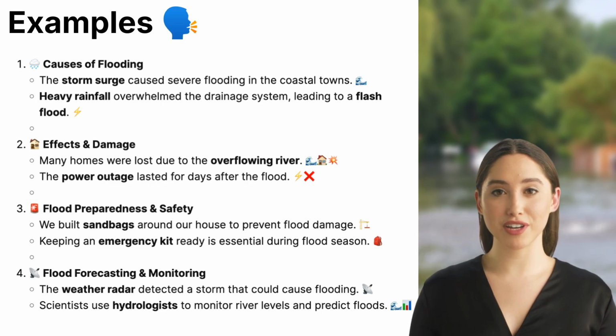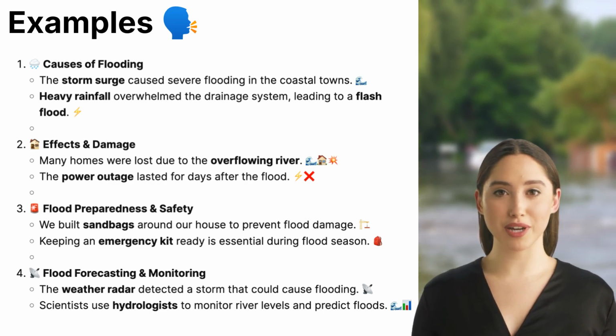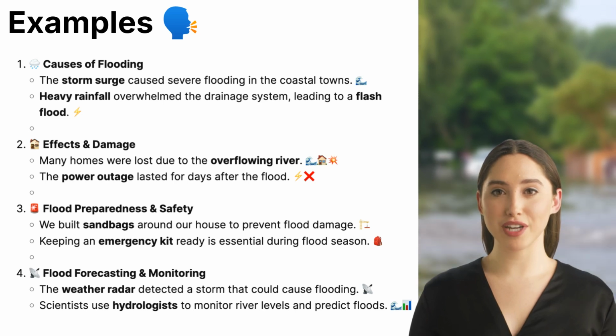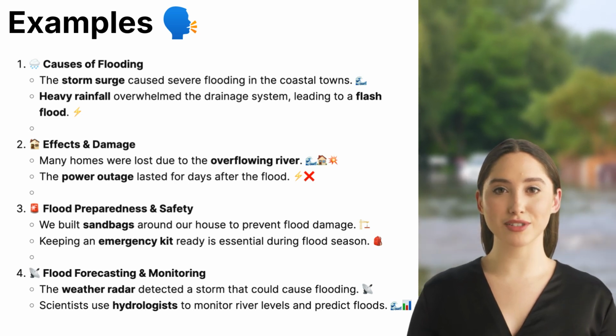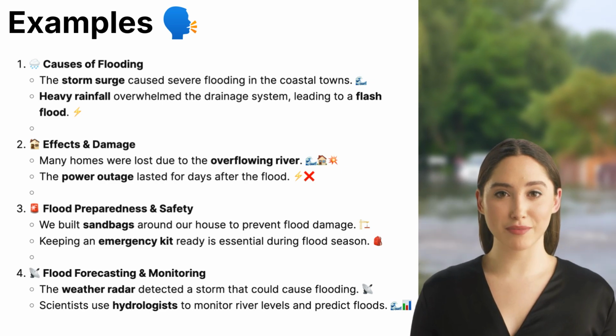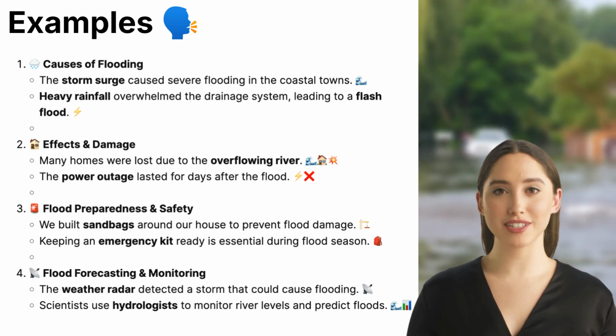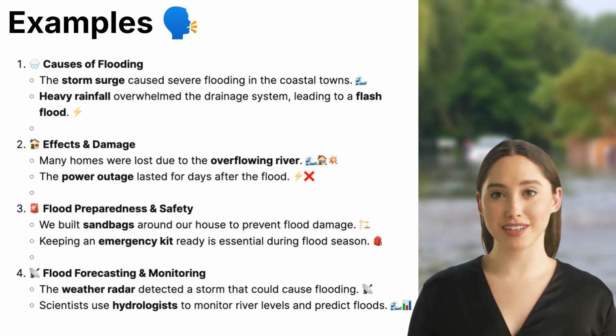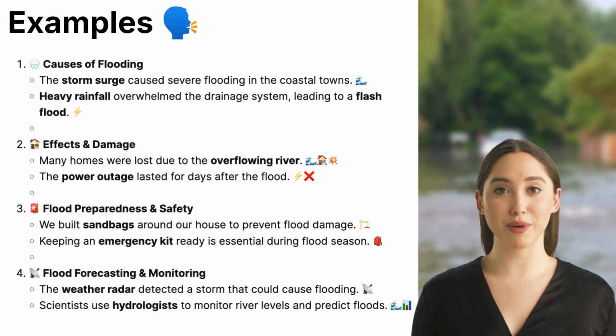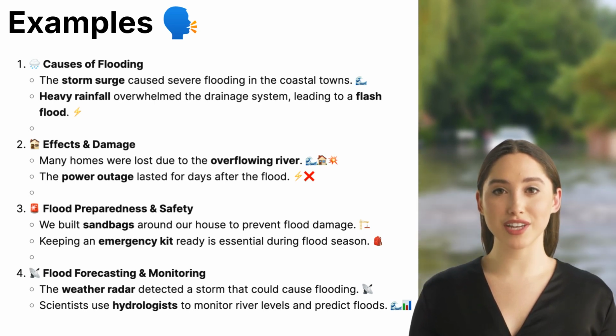4. Flood forecasting and monitoring. The weather radar detected a storm that could cause flooding. Weather radar is used to track storms and predict heavy rainfall, which can help people prepare for possible floods. Scientists use hydrologists to monitor river levels and predict floods. Hydrologists study water movement and help predict when and where floods might happen.